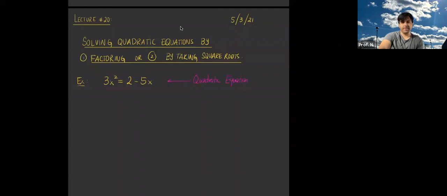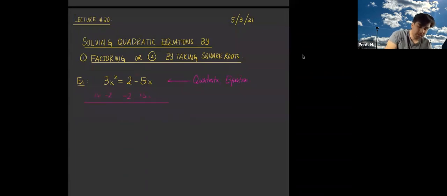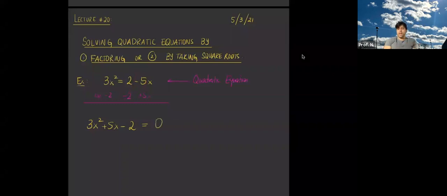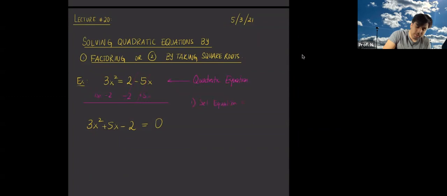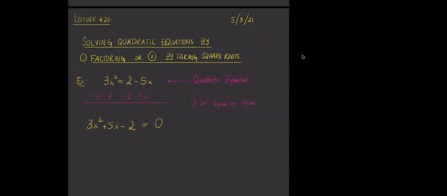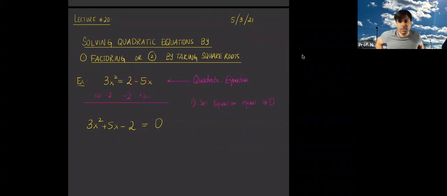Anybody out there? That's right, David. We make it equal to 0. So we subtract 2 and we add 5x. Then what happens on the right side? Cancel, cancel, right? And we get 3x squared plus 5x minus 2 on the left side of the equation, and we have 0 on the right. That's what we normally do: we set the equation equal to 0, and whatever that entails for us to do, we do.